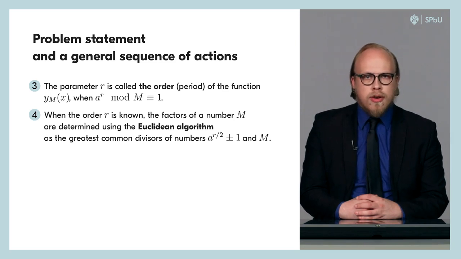The argument x runs through all integer values from 0 to n minus 1, where n is a sufficiently large natural number that requires L classical bits for writing. L is determined by how many bits are required to record the number m. For example, 4 bits of information are required to write the number 15. The order or period of the function y_m of x is the smallest nonzero value of r for which the function's value, when divided by m, gives a remainder equal to 1.